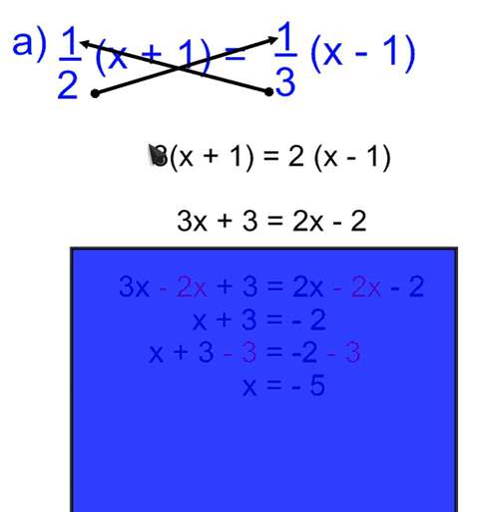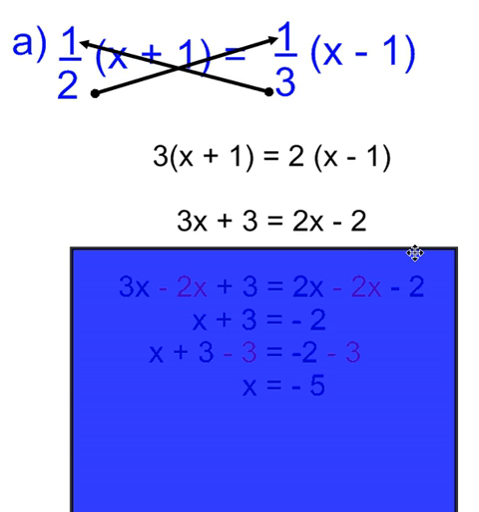Let's simply take the 3, multiply by x. Take the 3, multiply that by the plus 1. And that's 3x plus 3. What's that equal to? 2 times the x minus 2 times 1. So 2x minus 2.